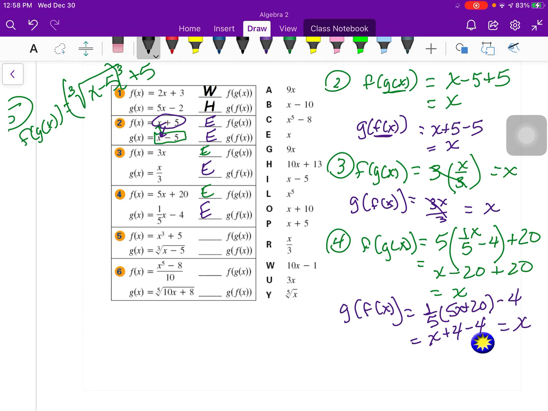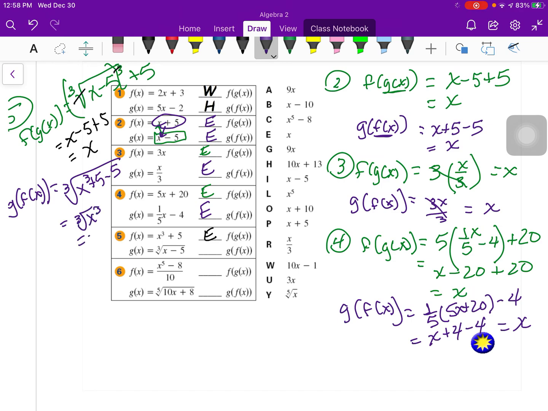Well, cube root of the cube, that undoes itself, so I have x minus 5 plus 5, which gives me x. Then g of f of x, I put my cube root. In place of x, I put x cubed plus 5, and still under the cube root is minus 5. 5 minus 5 is 0, so this is the cube root of x cubed, which is x. And when you're doing these, you're going to have to show all your work like this.